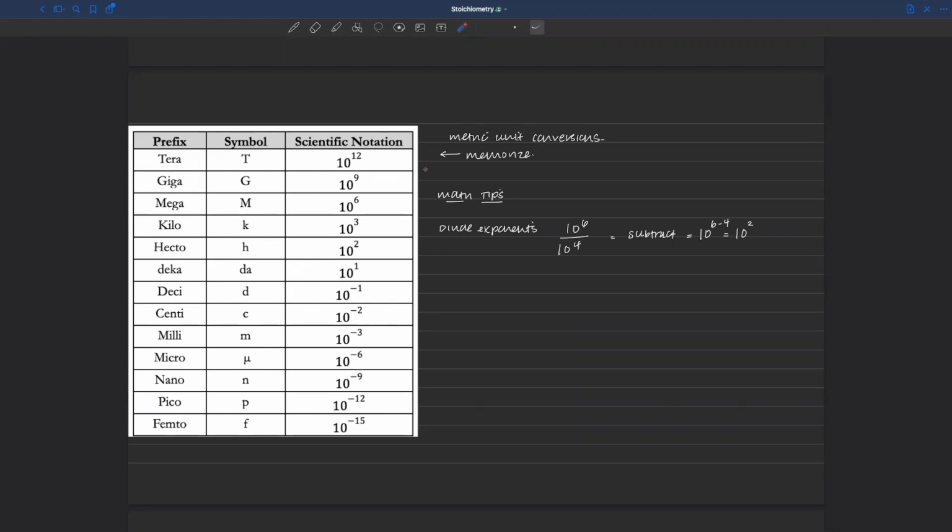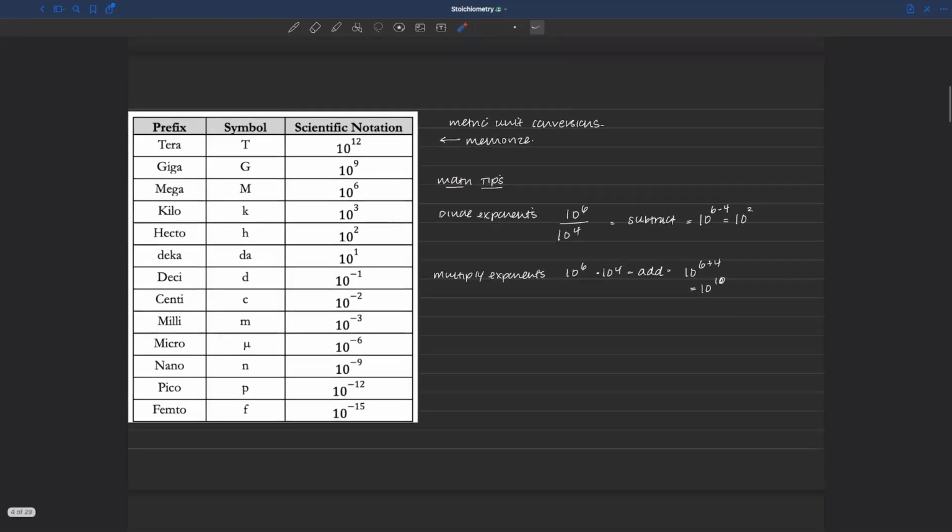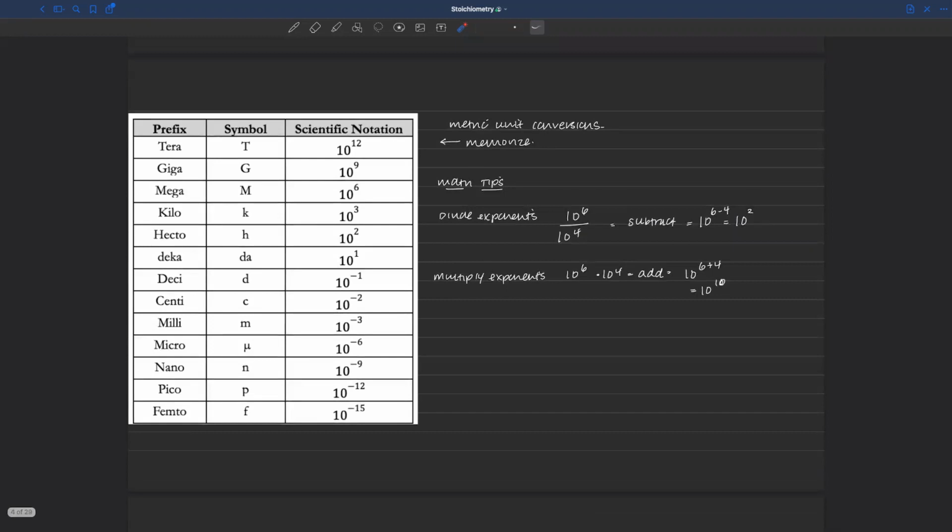Now, when you multiply exponents, so 10 to the 6th times 10 to the 4th, you add them this time around. So it'll be 10 to the 6th plus 4 or 10 to the 10th, like that. And so these are just a few quick notes that I want to give you guys because these little math tricks and tips, honestly, will kind of help you out when you're doing these calculations here.